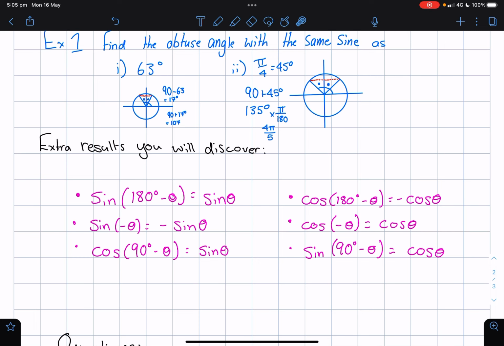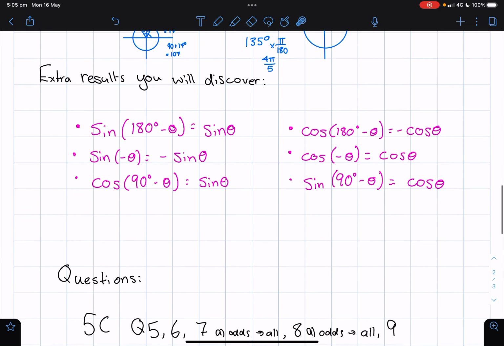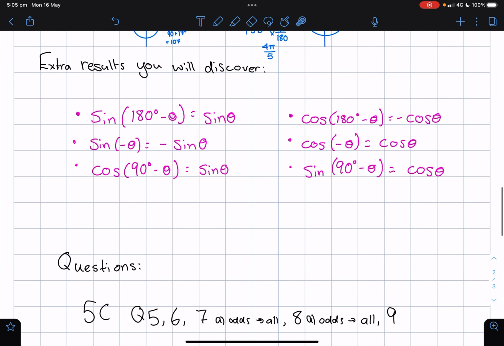All right, so please have a crack through 5C questions 5, 6, 7, 8 and 9. Don't worry about the odds. Please just do 5, 6, 7, 8 and 9.